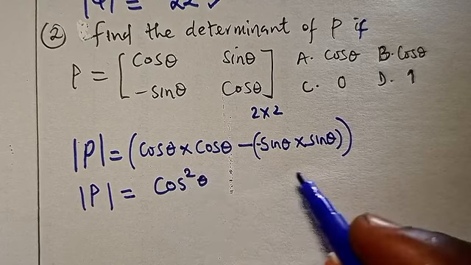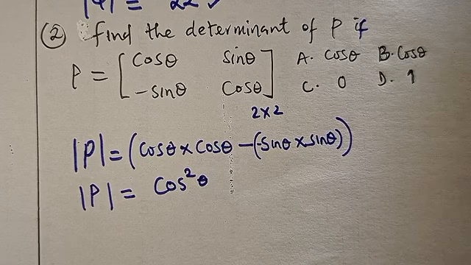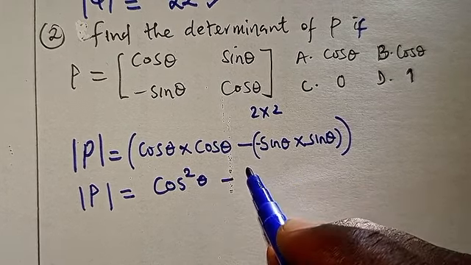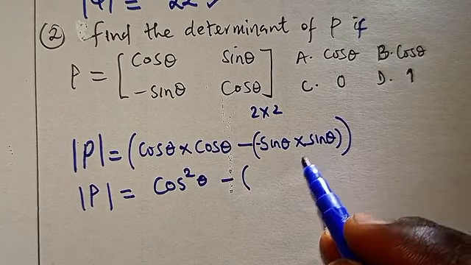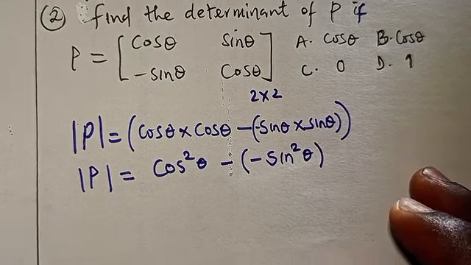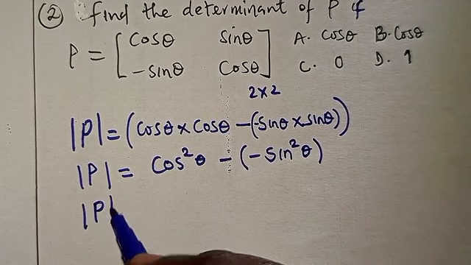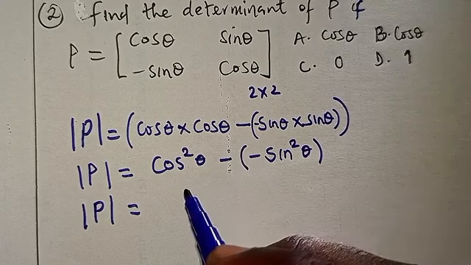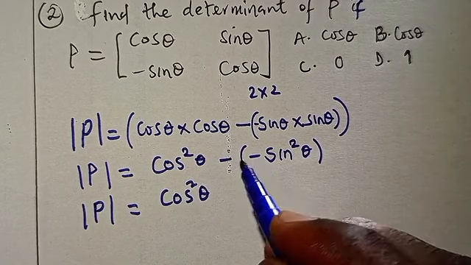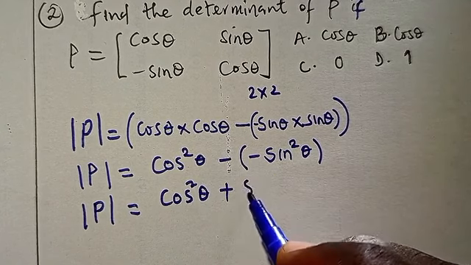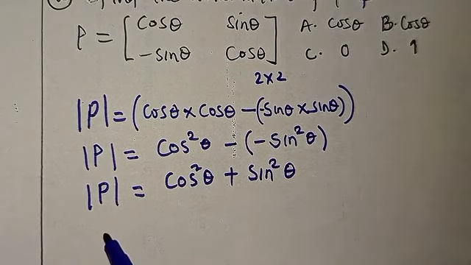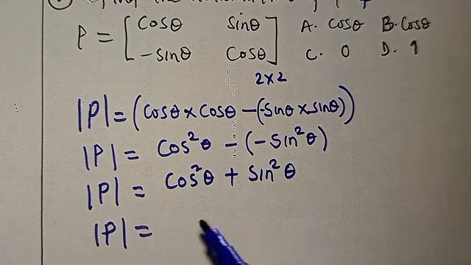Now cos theta times cos theta gives us cos square theta. Then minus sine theta times minus sine theta gives us minus sine square theta. So from here the determinant of P will be cos square theta, and minus times minus gives plus sine square theta. Are you following? So we have the determinant of P.